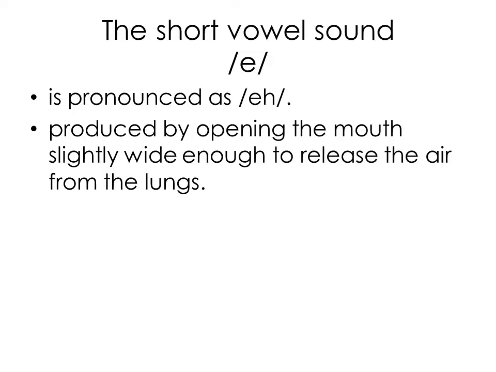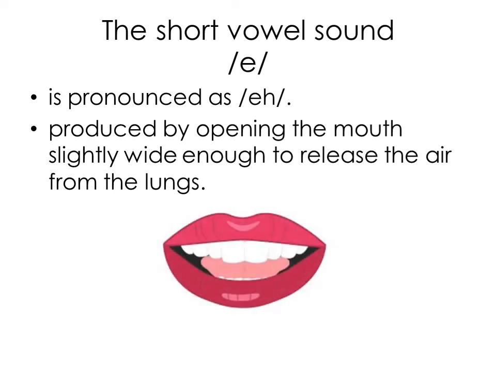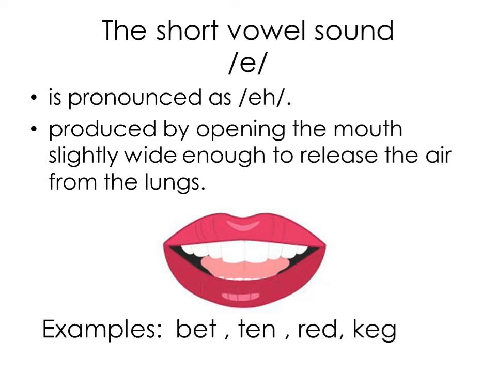Great. Now let's proceed with the short vowel sound eh. It is pronounced as eh. Okay, now you try it. Eh. So you can produce it by opening the mouth slightly wide enough to release the air from the lungs. And your mouth should look like this. Eh. Okay? You try it. Eh. Good job. Okay, some examples are bet, ten, red, keg. Your turn.